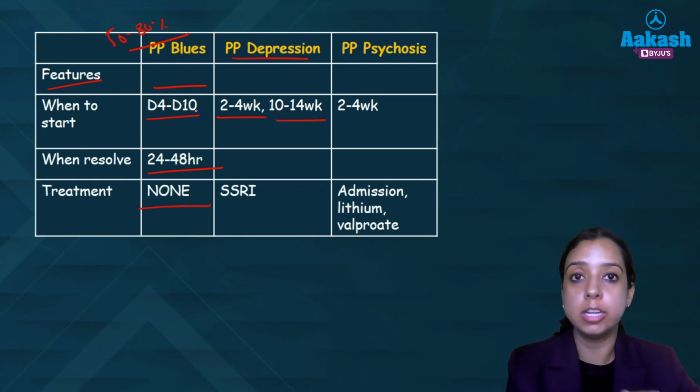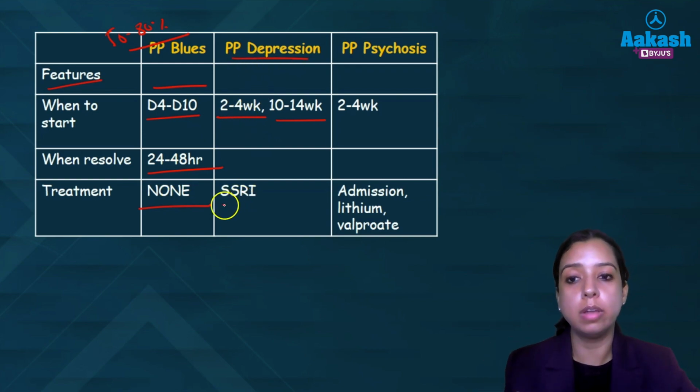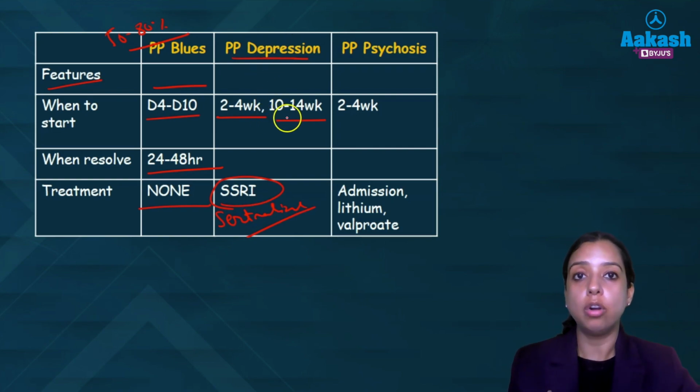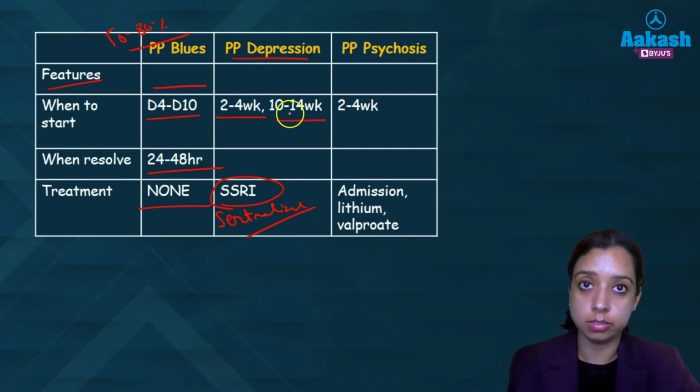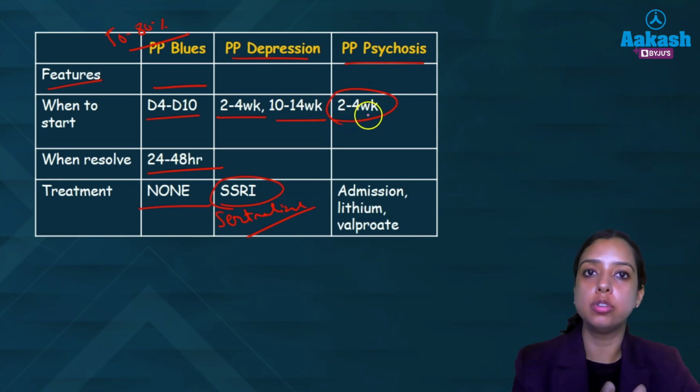If presentation is early, day 4 to day 10, and resolves on its own, that is blues. If presentation is late with symptoms of depression, that is postpartum depression, and you need to give SSRI. Best drug is sertraline. Sertraline is the drug of choice. Now, if this depression is added on with hallucinations and delusions, then it is psychosis. Psychosis also presents late, at 2 to 4 weeks, with hallucinations and delusions.